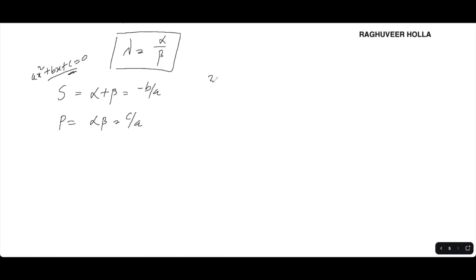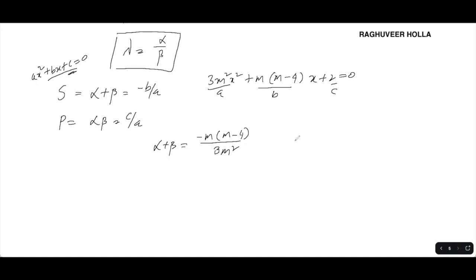Now we are given 3m square x square plus m into m minus 4 into x plus 2 is equal to 0. So you can find here this as a, this as b, and this as the constant c. So let us put down: alpha plus beta is equal to minus of m into m minus 4 divided by 3m square, and alpha into beta, that is the product, is 2 by 3m square, right?